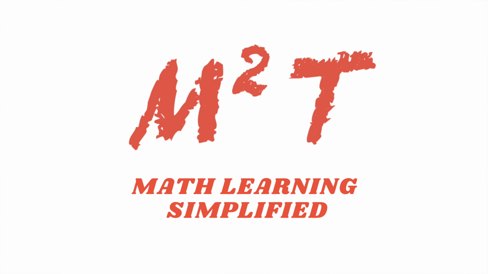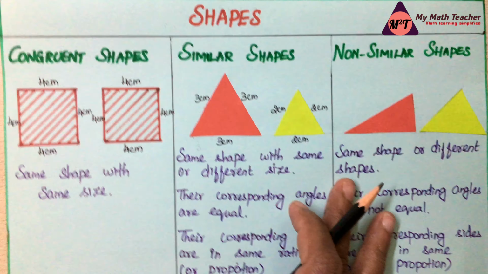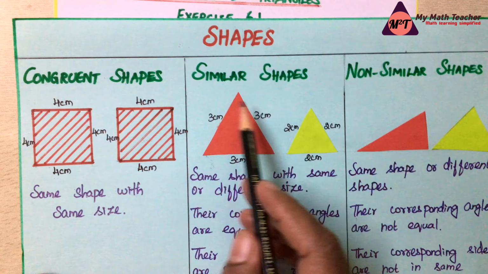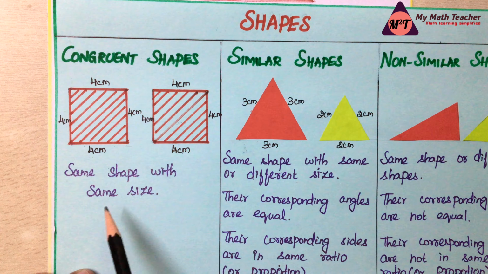In this video, I am going to teach exercise 6.1 from the chapter Triangles. This is for class 10 students from NCERT syllabus. The topic which we are going to learn is about congruent, similar and non-similar shapes. Let us start with the congruent shape.